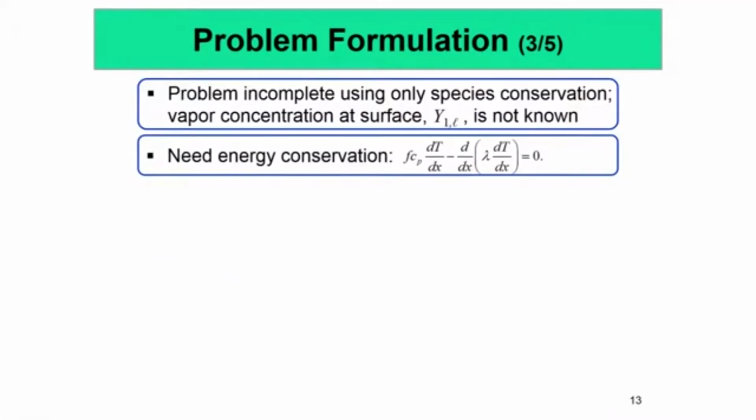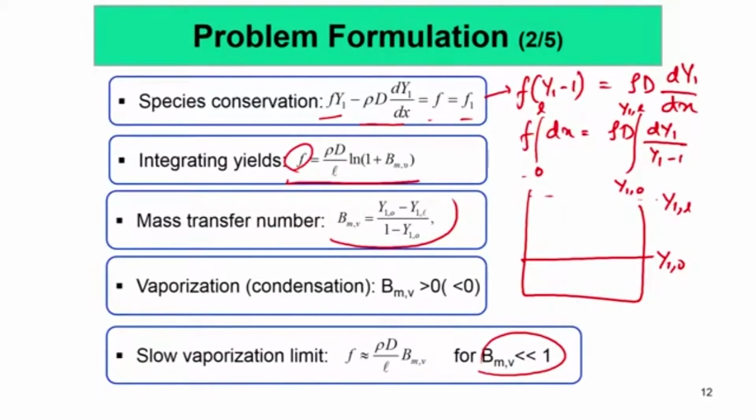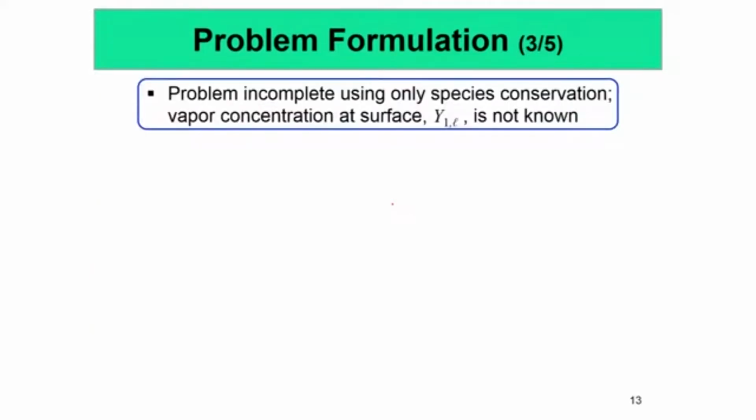Okay. Now, you might think that the problem is complete, it is solved, but it is not, because you see that in this mass flux F, we do not know BMV, because we do not know what our y1 is, we do not know what y10 essentially is. Okay. So, the problem is incomplete, because from species conservation alone, the vapor concentration at the surface, that is y10, is not known.